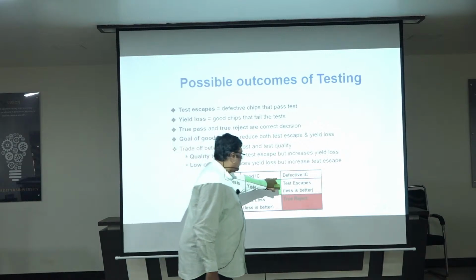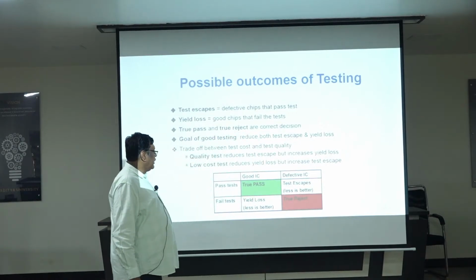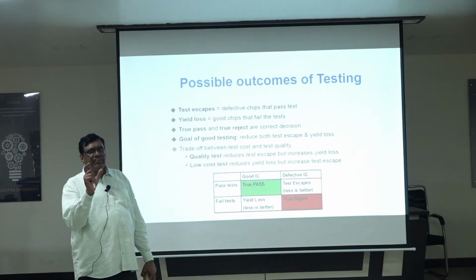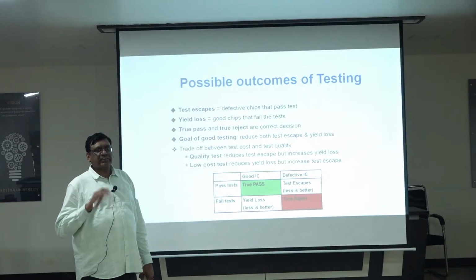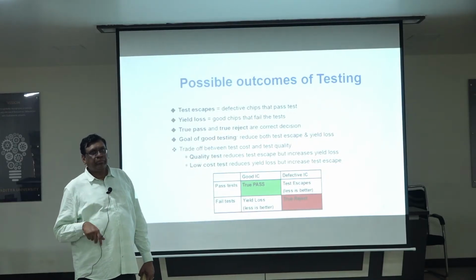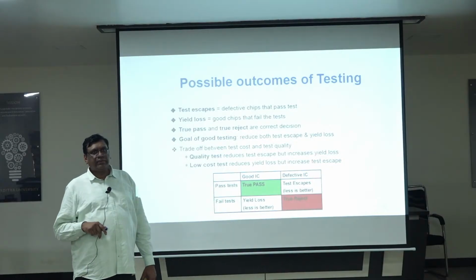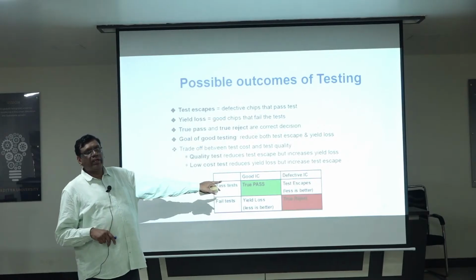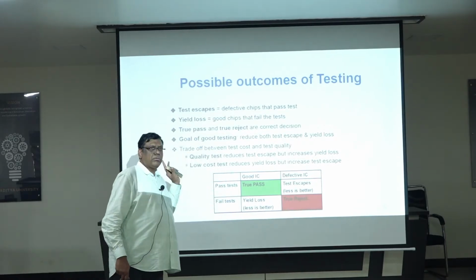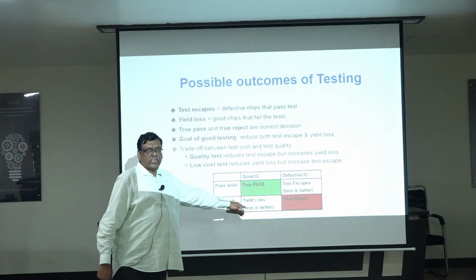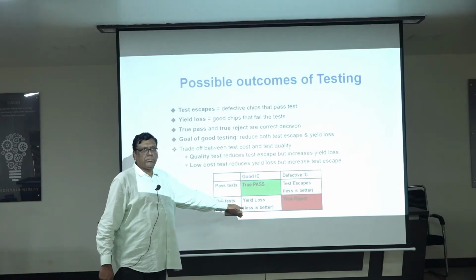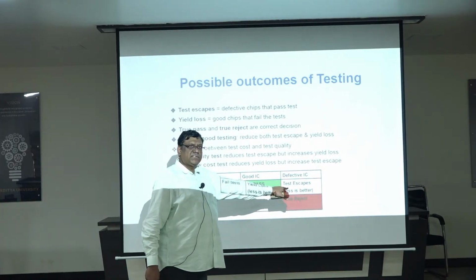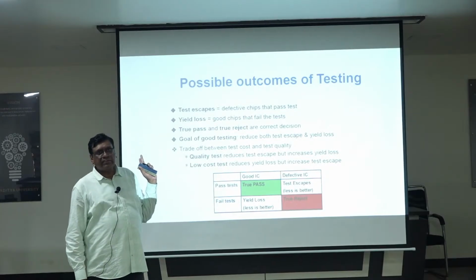The most problematic one is a defective IC. If a defective IC passes the test, that means it escaped the test. That we will call a test escape. This is more dangerous. If it is good and passed, no problem. If it is bad and we throw it into the dustbin, that is also a yield loss, that is also no problem. But if it is a bad chip and it passed the test, that is called test escape. That is more dangerous.